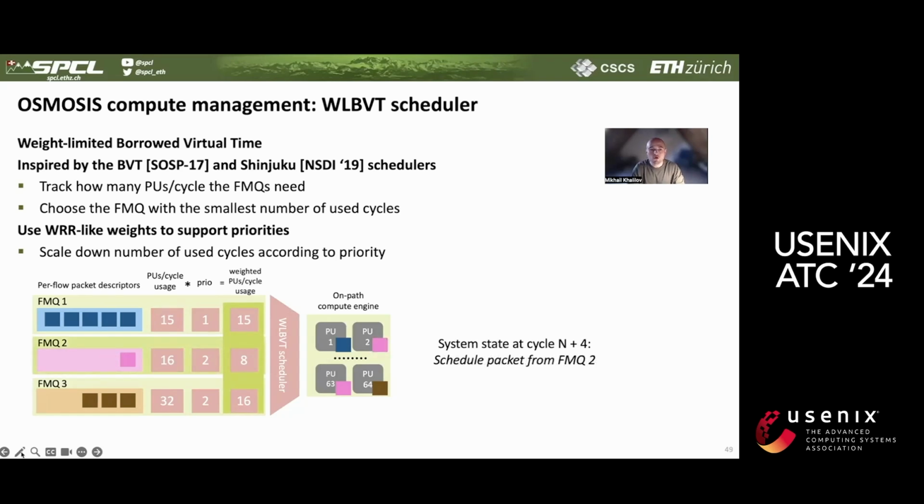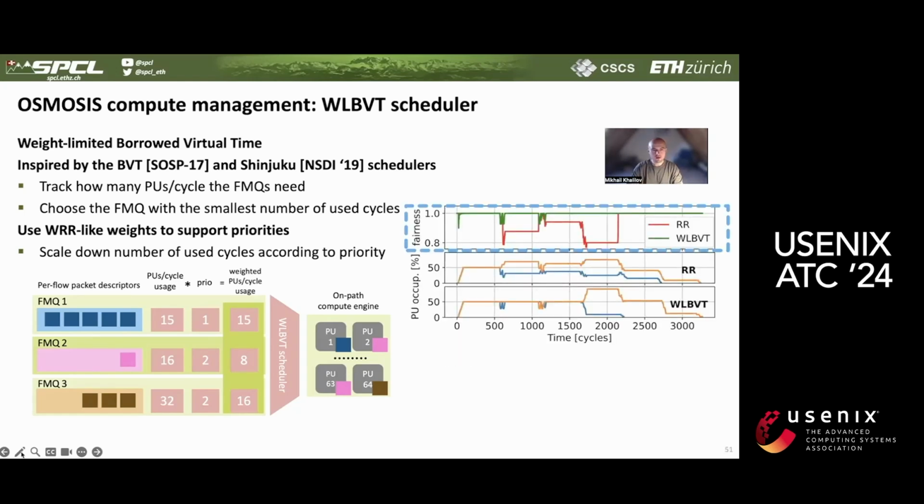To maintain the fair share of PUs between FMQs, the scheduler will pick the packet from the FMQ with the smallest current utilization. The utilization is also scaled by the FMQ priority. And in our example, the FMQ with the lowest PU usage is the FMQ2. So its packet will be processed next. By evaluating the Jain's fairness index on the compute resources utilization, we see that the OSMOSIS scheduler achieves perfect fairness of sharing PUs between tenants.